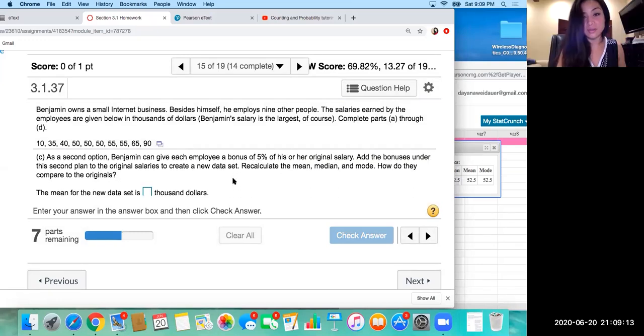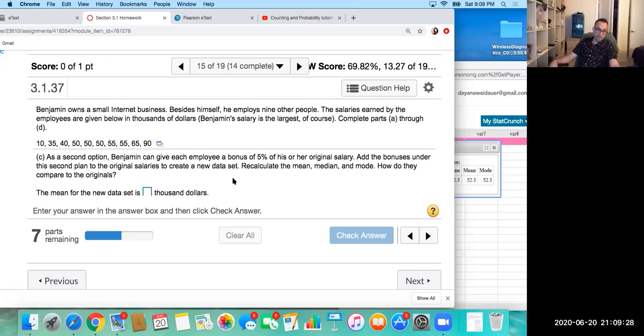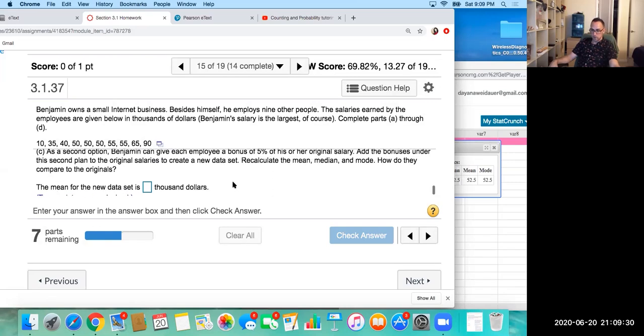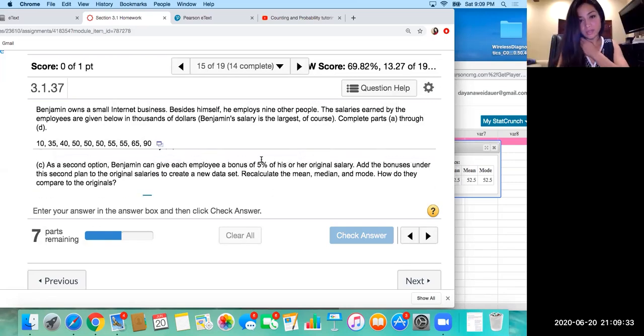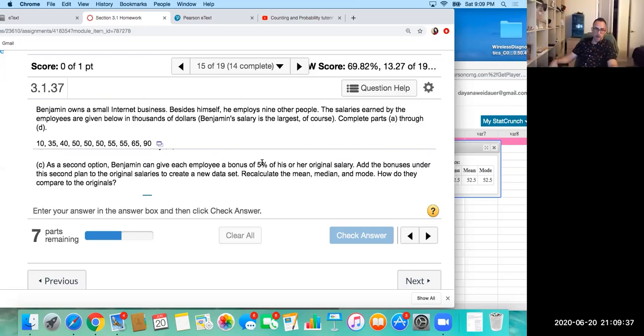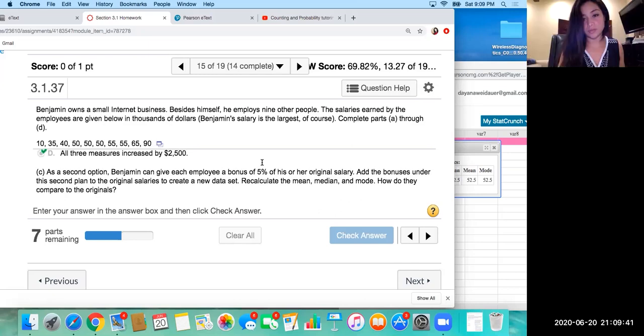As a second option, Benjamin can give each employee a bonus of 5% of his or her salary. I like this question. It's kind of cool. It's giving us a percentage, right? Yes, this is going to be fun. I want to add 5% to everybody's salary from the original.